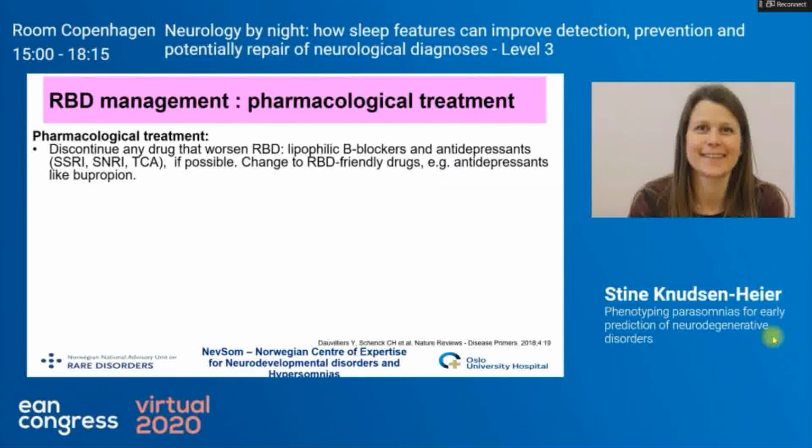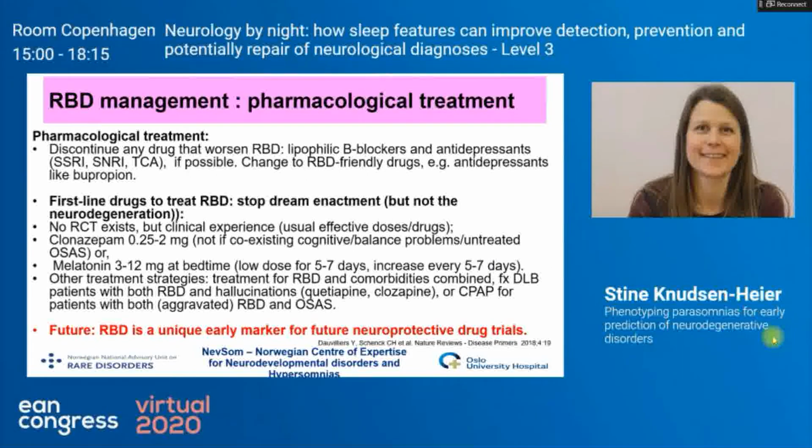Many RBD patients will need pharmacological treatment. It's important to tell the patient that although a treatment can lessen the symptoms or even remove the symptoms, it doesn't stop the neurodegeneration. So first of all, check that they are not already on drugs that can worsen RBD, for example, beta blockers or antidepressants. And if they are, try to stop them or find alternatives.